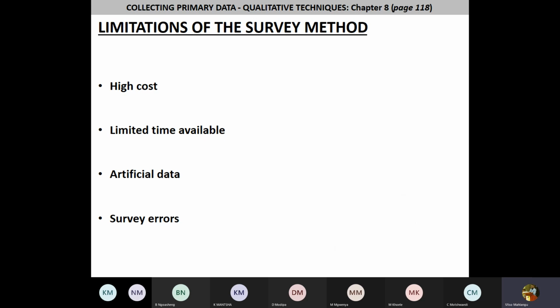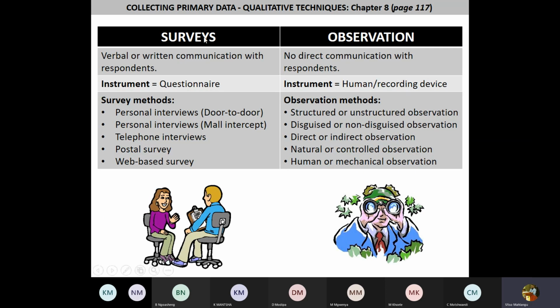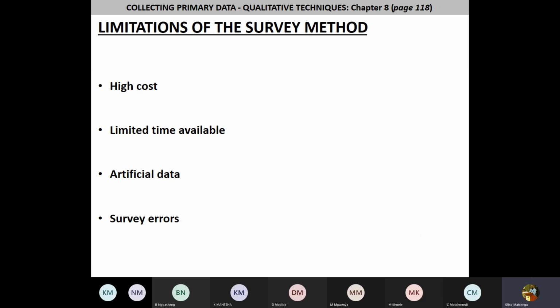The limitations of survey methods. If you talk about why should I not use a survey? In other words, what are the limitations that we have here? We know that with observations, the first limitation is that there is no communication with the respondents. So looking at the difference between observations and survey, what are the limitations of survey, meaning the disadvantages of surveys in a way.